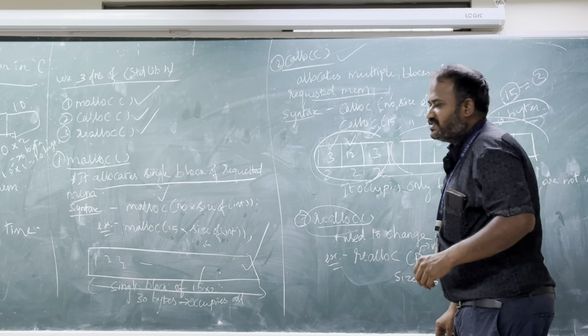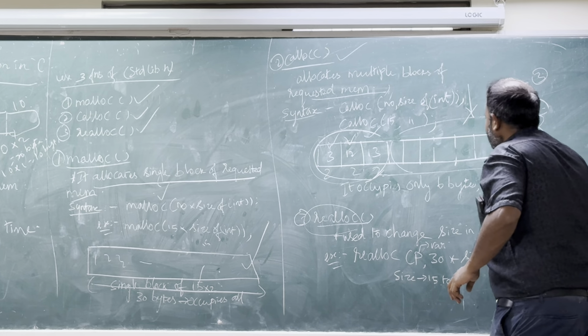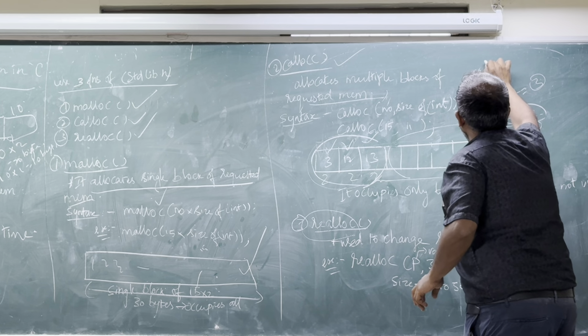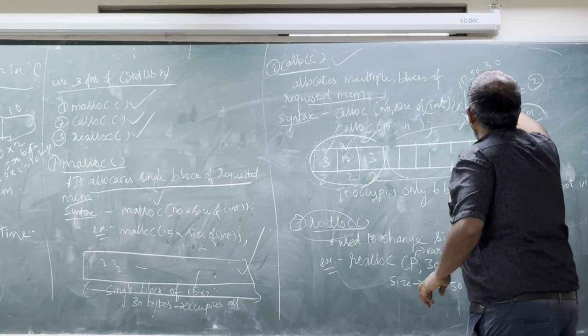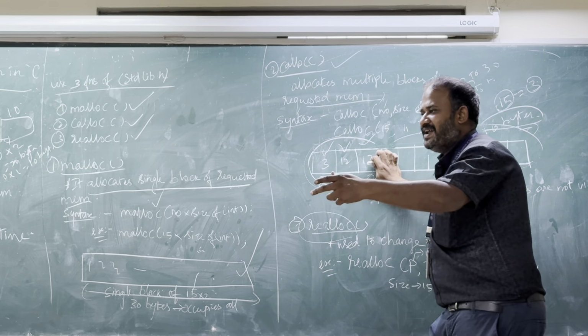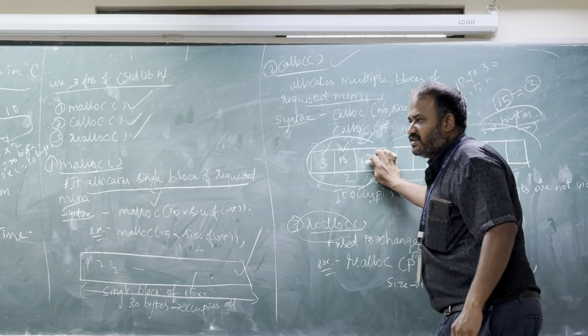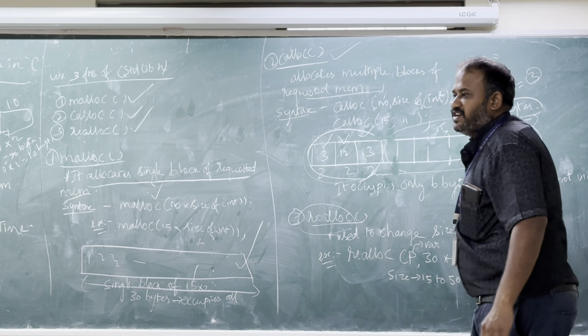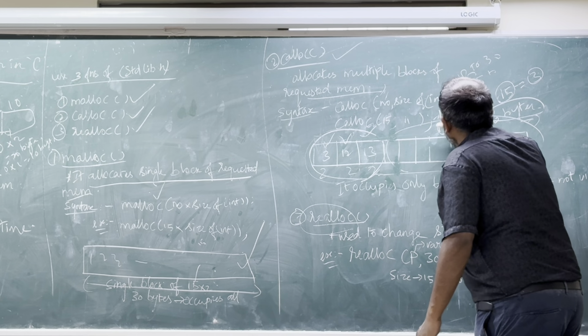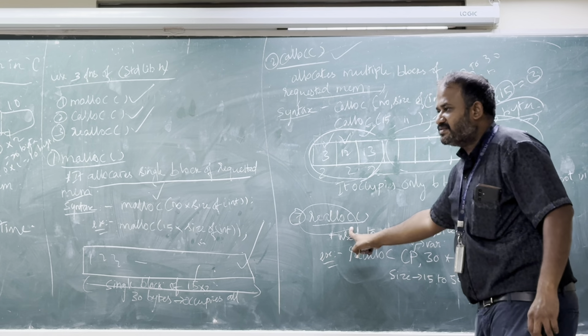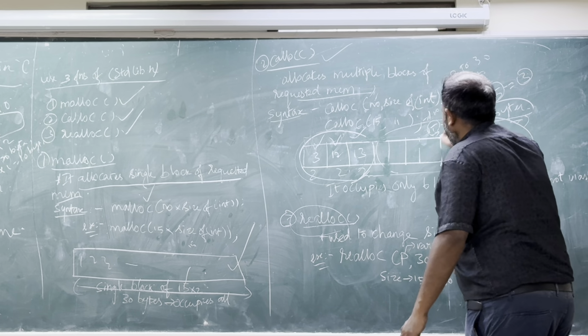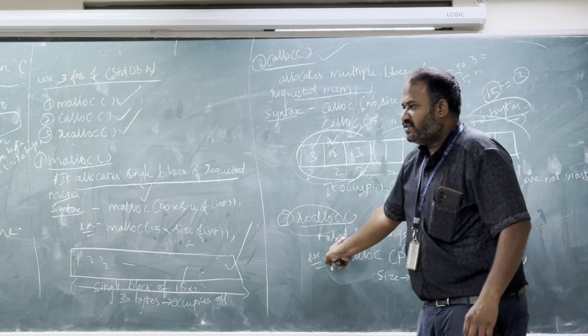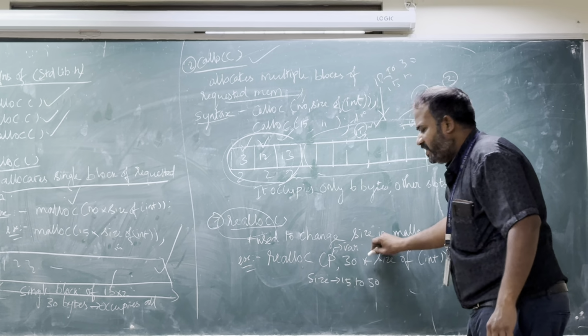What is realloc? Suppose I want to change the size from 15 to 30 or from 15 to 10; I can increase the size or I can decrease the size. Are you able to understand? Here the number of blocks is 15. If I want to reduce it to 10, I can use realloc. If I want to increase 15 to 30, I can use realloc. The syntax is realloc(p, 30 * sizeof(p)), where p is your variable.